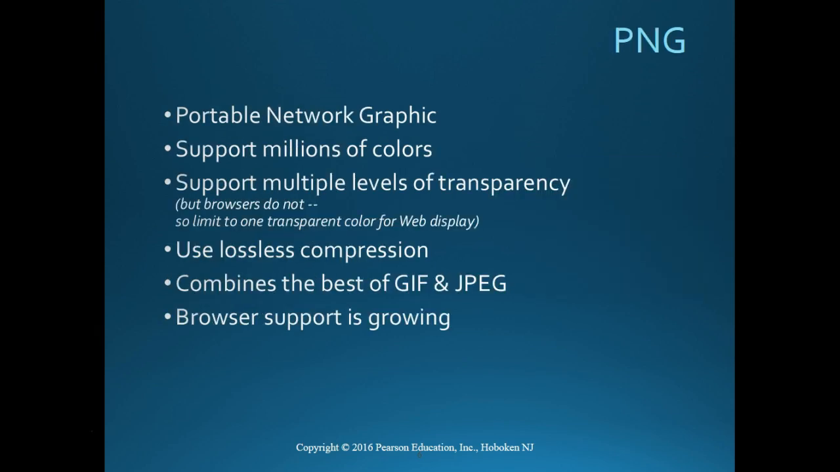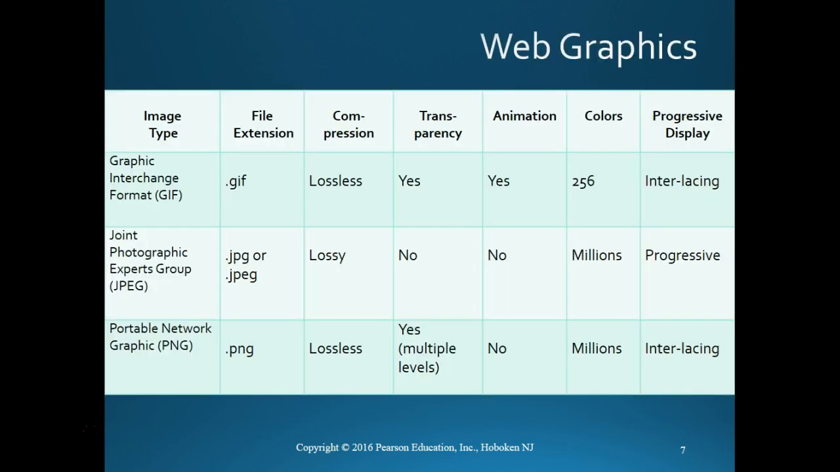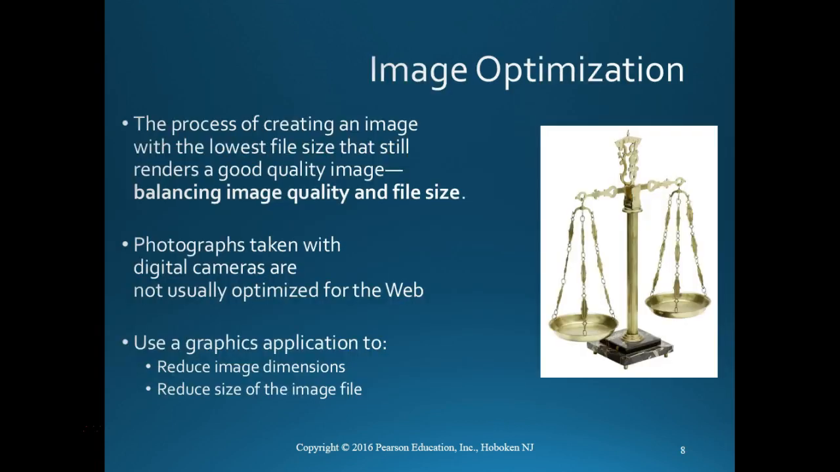A PNG is kind of the best of both worlds. They support millions of colors, and they can be transparent. So you can knock out the backgrounds on those and see the actual background of a website. So PNGs are pretty popular right now as well. So just a chart of everything we talked about. But in general, those are the 3 that you're going to learn about.